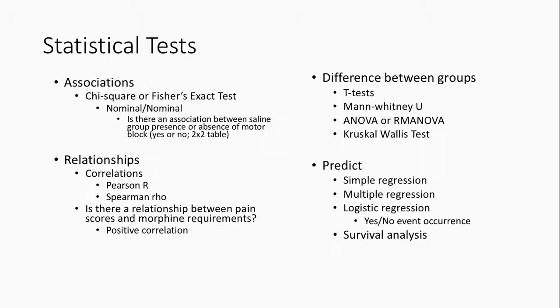And if we're making predictions, this is where we're using regression analysis. Either simple, where we're trying to predict one dependent variable from one continuous variable, or we may have multiple regression where we have a number of predictor variables where we're trying to see if they predict an outcome of a continuous variable. A logistic regression is where we have a binary outcome and we're trying to predict that from some group of variables. And a survival analysis is where we're looking at time to events.